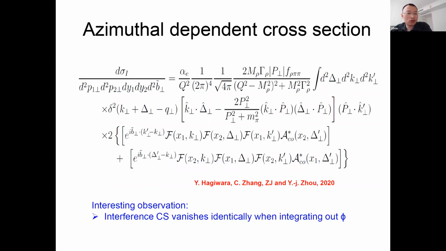Since we focus on the very low mass region, we deal with very soft photons. The pion can be effectively treated as a point-like particle. This gives a finite cross-section from the interference contribution. One interesting observation is that this interference cross-section vanishes once integrating out the phi angle. So Coulomb-nuclear interference does not contribute to the total cross-section. You only produce the cosine phi and cosine 3 phi modulations.